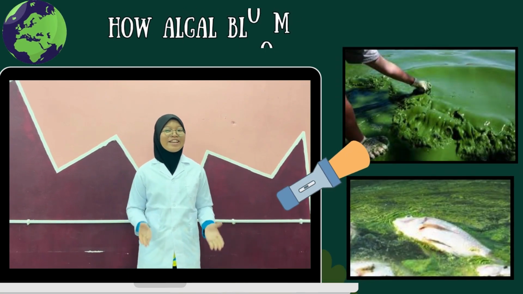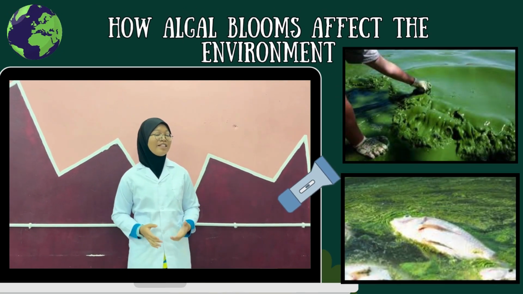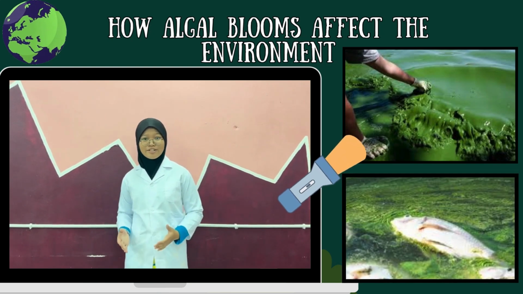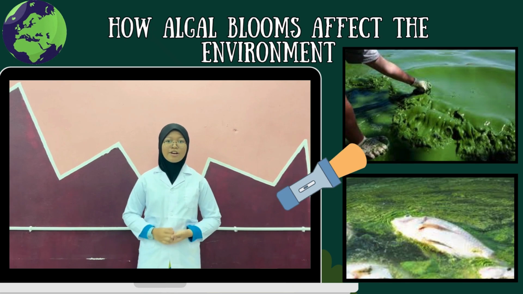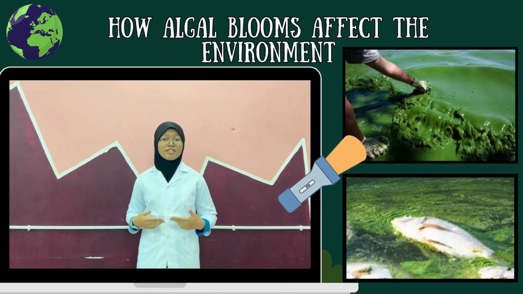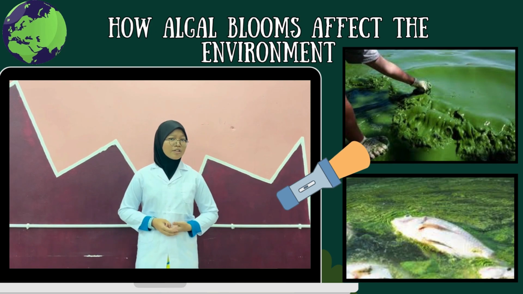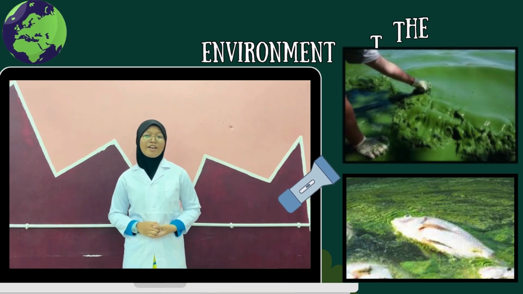When there are too many algae in the water, the algae float on top and block sunlight from reaching the plants underwater. Without sunlight, plants can't make food. And when algae die, they rot, and the bacteria use up all the oxygen in the water. Without oxygen, fish and other animals can't breathe and may die.